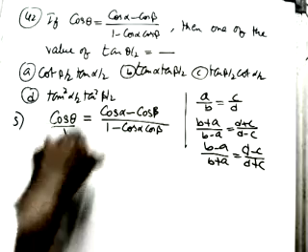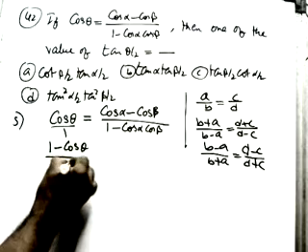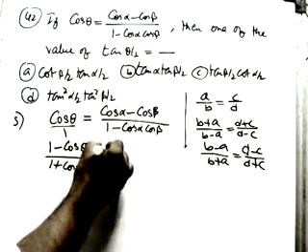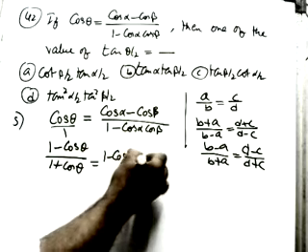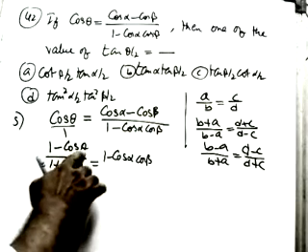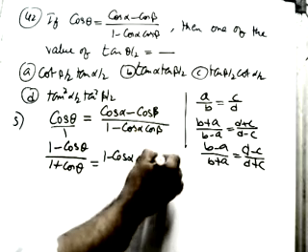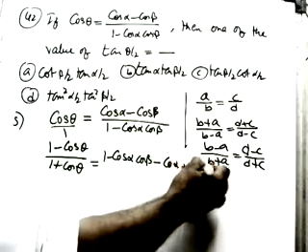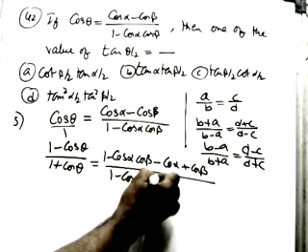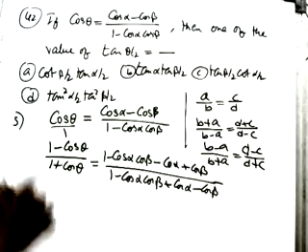Let me use componendo and dividendo. 1 minus cos will be sine squared, sine by cos will be tan. We get tan: (1 minus cos theta) by (1 plus cos theta) equals. Here you first write the denominator, so here also you must write the denominator: 1 minus cos alpha cos beta, minus numerator. So multiply this with minus: denominator minus numerator by denominator plus numerator. Denominator minus numerator is 1 minus cos alpha cos beta minus cos alpha plus cos beta, divided by denominator plus numerator, 1 minus cos alpha cos beta plus cos alpha minus cos beta.